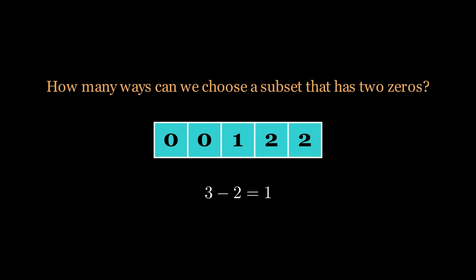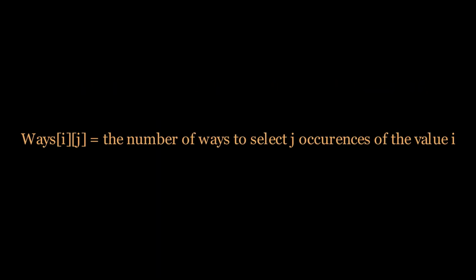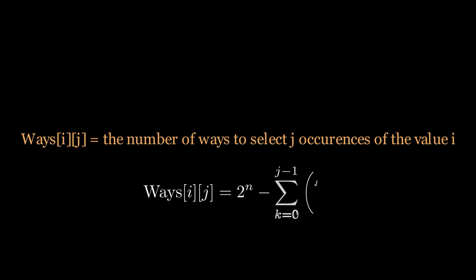Given n zeros and k elements greater than 0, what is the contribution of zeros to the score? Let's define ways[i][j] as the number of ways to select a subset of all the values of i of size at least j. ways[i][j] is equal to 2^n minus the sum of n choose k for all k between 0 and j minus 1, where n is the number of times i appears in the array. What about numbers greater than 0?